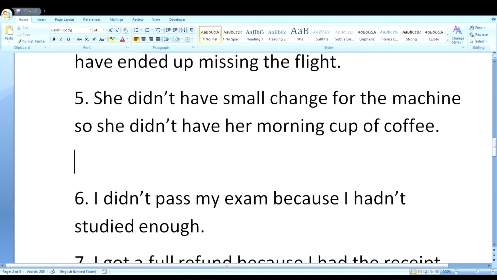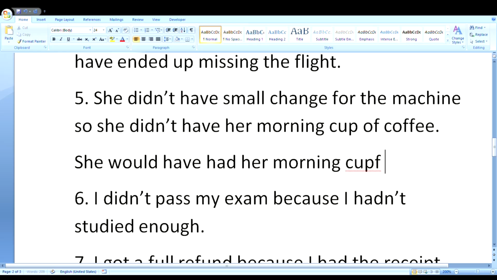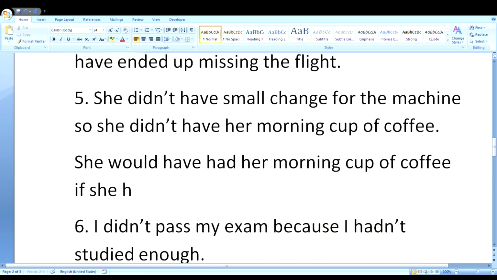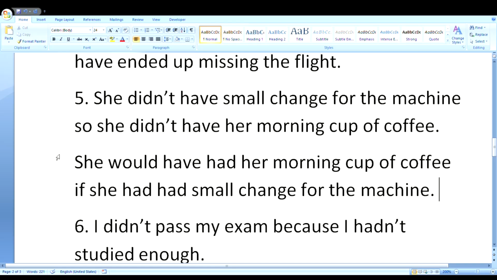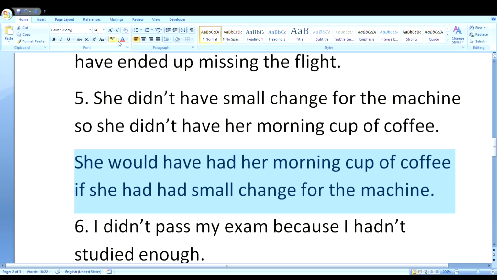Next one. Fifth one. She didn't have small change for the machine, so she didn't have her morning cup of coffee. Let's reverse it, make it more difficult. She would have had her morning cup of coffee if she had had small change for the machine. However, she didn't have small change for the machine, so she didn't have her morning cup of coffee.